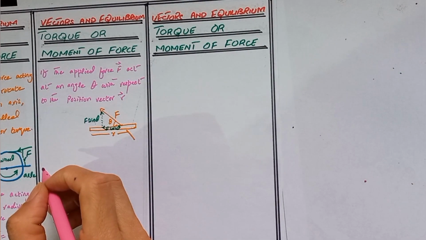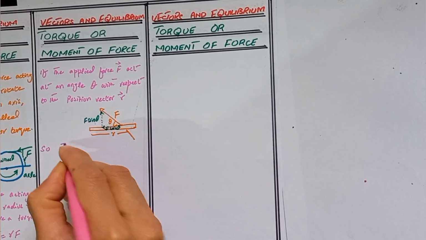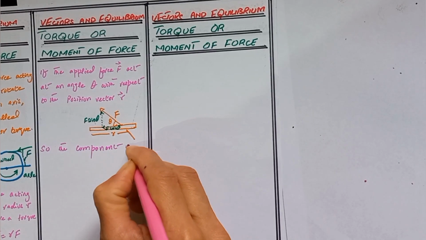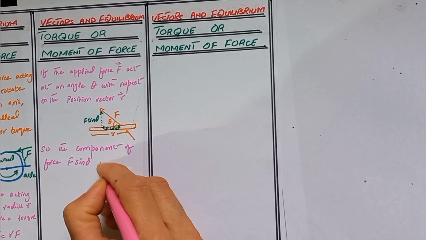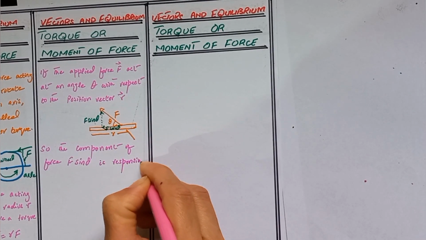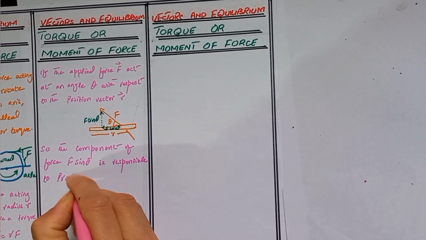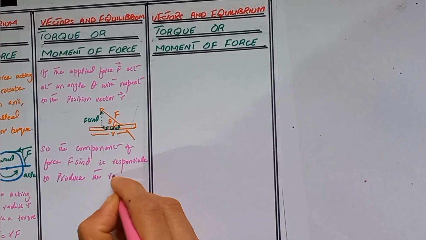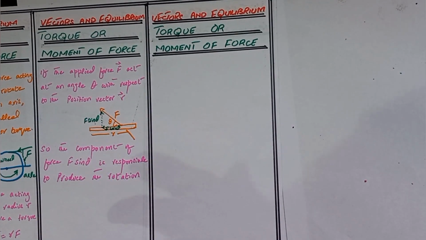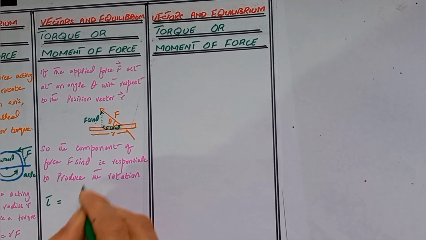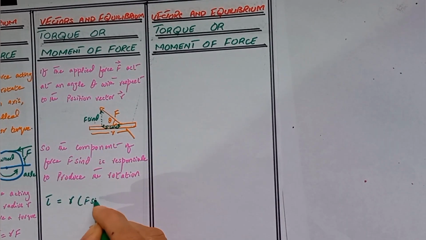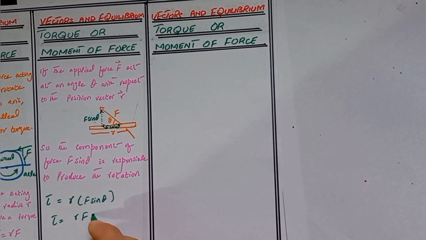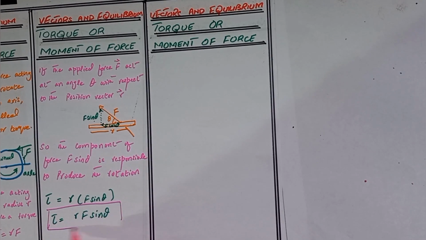So we have to write that the component of force F sin theta is responsible to produce the rotation. So the torque formula becomes: torque is equal to the magnitude of position vector r and the component of the force F sin theta. So torque is equal to r F sin theta. That is the formula of the torque when the force F is acting at angle theta.